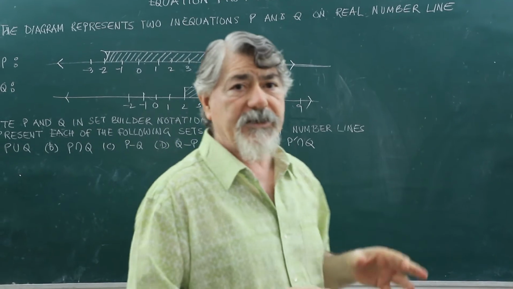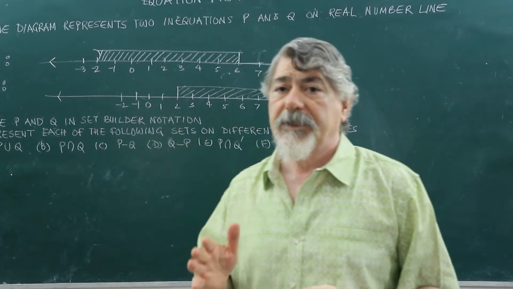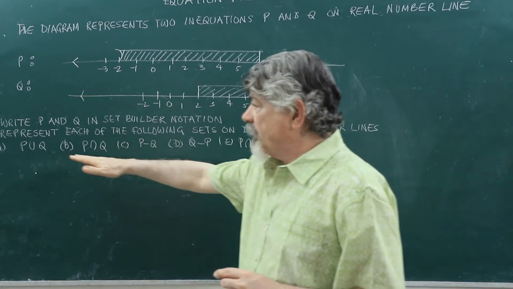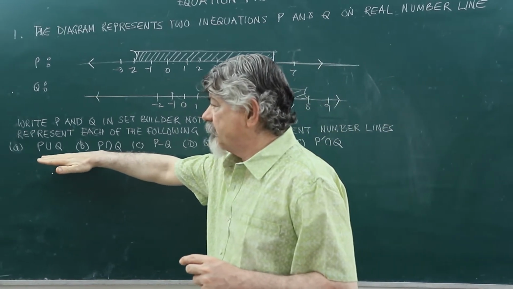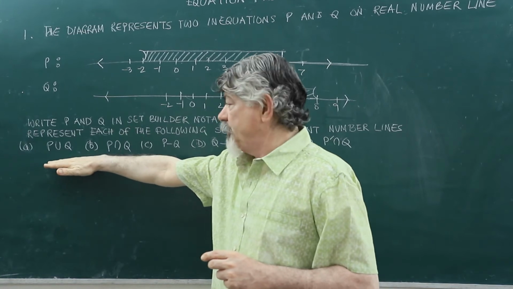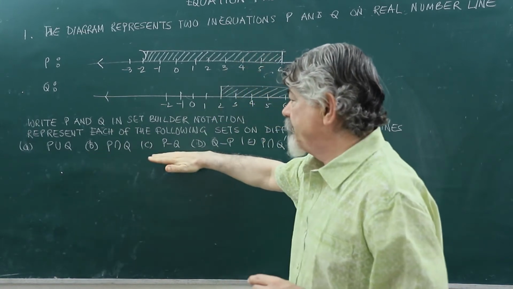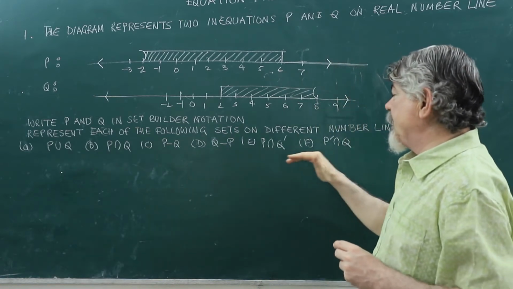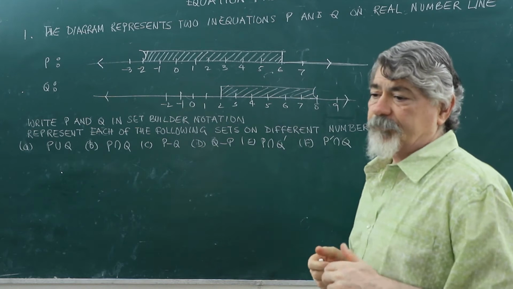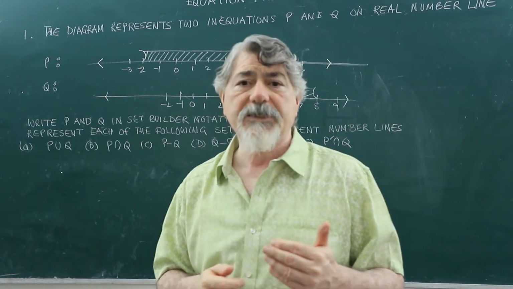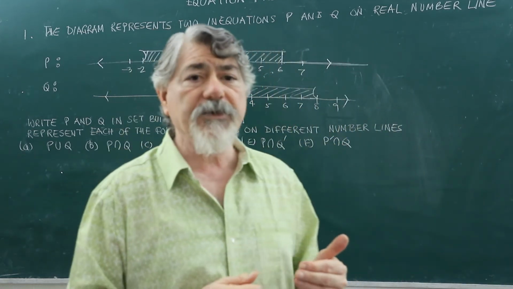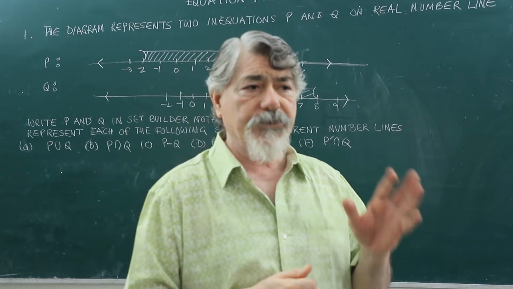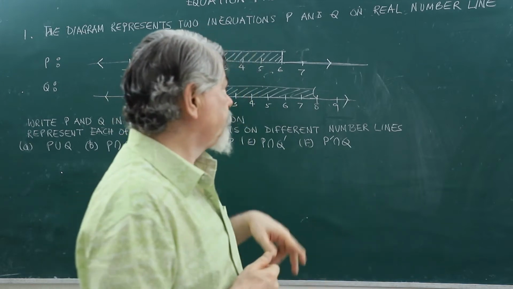First we have to write these two sets in set builder notation. After that, certain sets are written: P union Q, P intersection Q, P minus Q, Q minus P, P intersection Q dash, and P dash intersection Q. We have to represent those sets also in set builder notation, and then represent them on the number line. So we'll take each one by one.